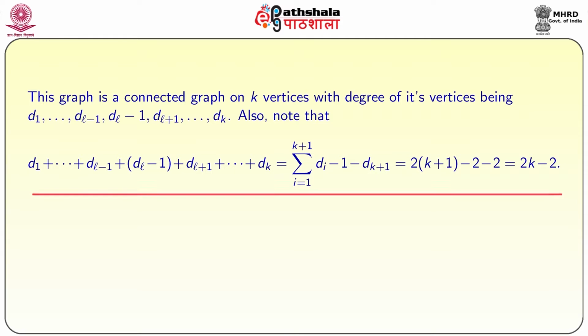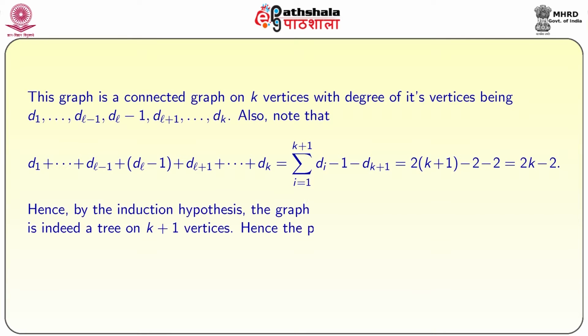Also note that d1 plus d2 and so on plus (dl minus 1) plus (dl minus 1) plus dl plus 1 and so on up to dk is equal to the summation of di for i equal to 1 to k plus 1 minus 1 minus dk plus 1, which is equal to 2 times (k plus 1) minus 2, that is 2k minus 2. Hence, by the induction hypothesis, the graph Y represents a tree, thus the graph X is indeed a tree on k plus 1 vertices, hence the proof.